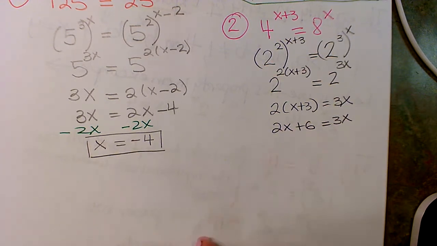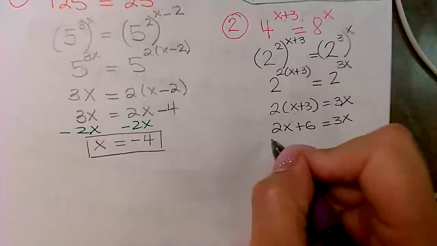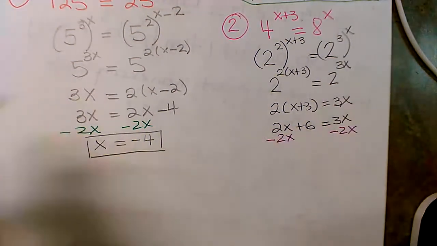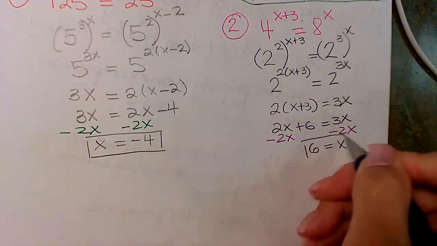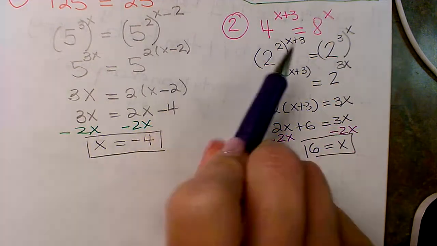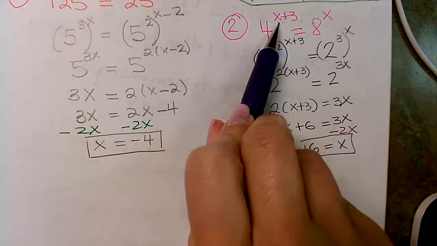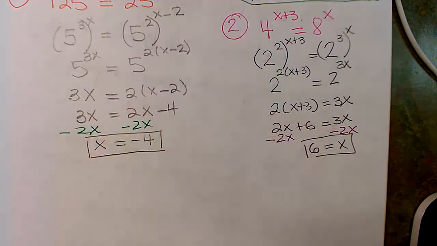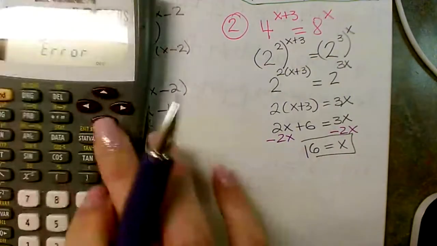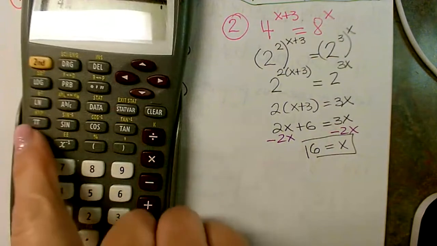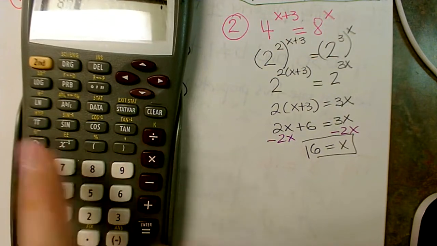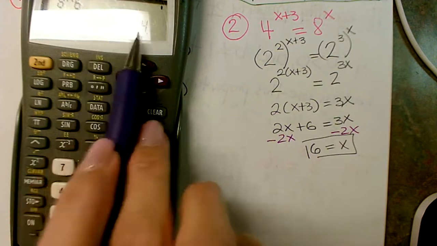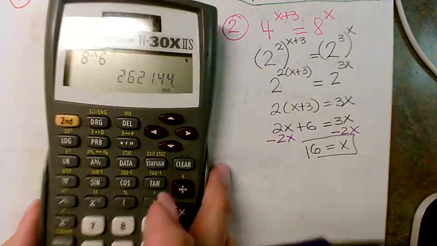So what do we get here when I do this? I subtract it, and x is going to be equal to 6. 6 plus 3 is 9. So 4 to the 9th power is 262,144, and 8 to the 6th power is 262,144. So it's exactly the same.